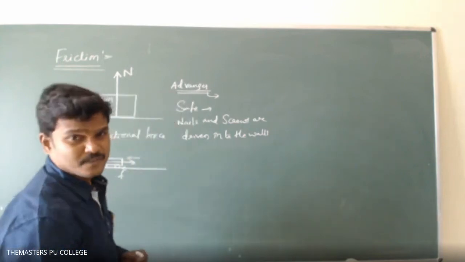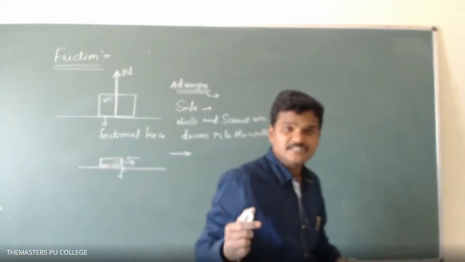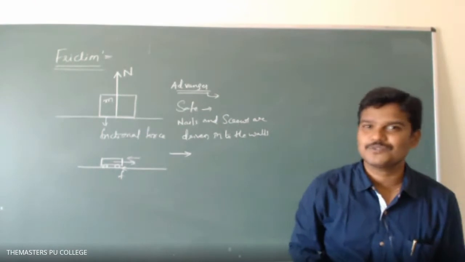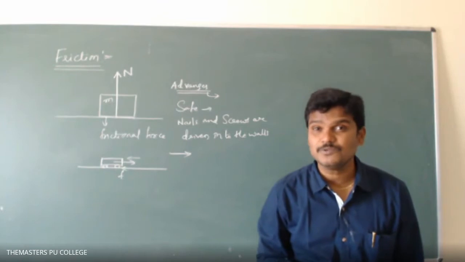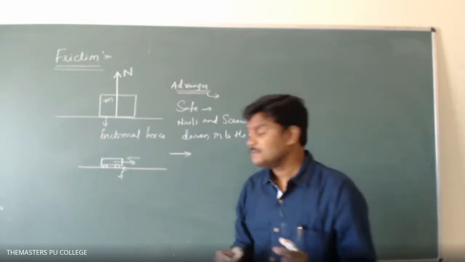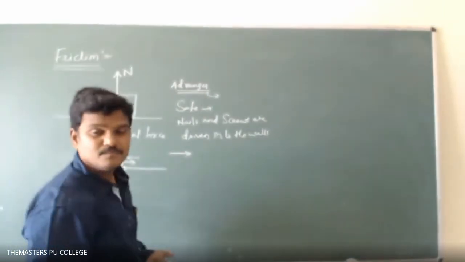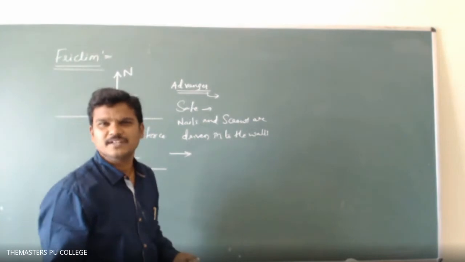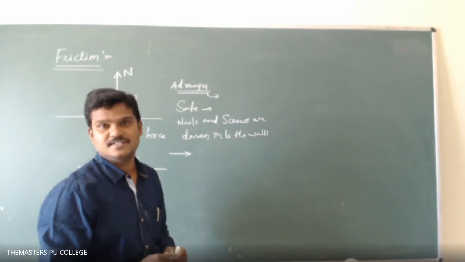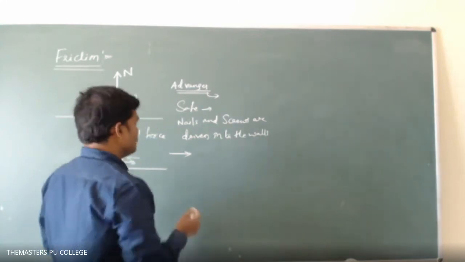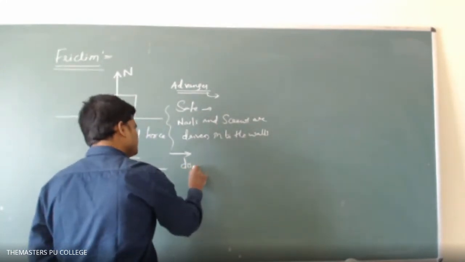And because of friction, if you apply the brakes of a moving vehicle, the vehicle will come to rest, or not? Yes, if you apply the brakes on a moving vehicle, the vehicle will come to rest. So because of friction, we can stop the motion of vehicles by applying brakes. These are some few advantages, and there are very few disadvantages also.